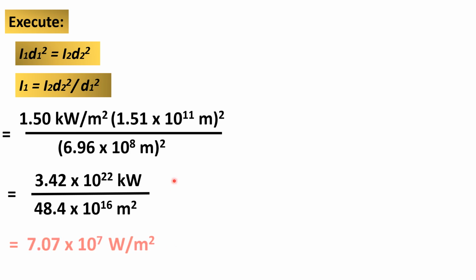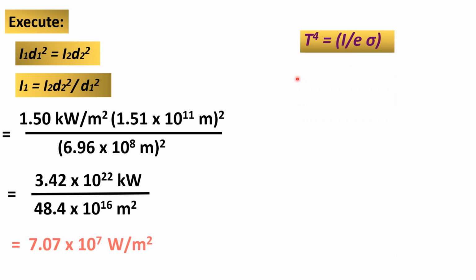We are particular about the number of significant figures in this computation. All the given values, as you notice, are expressed in 3 significant digits. That's why our answer is also expressed in 3 significant digits. So this is the intensity I sub 1, the intensity of the radiation of the sun at its surface.